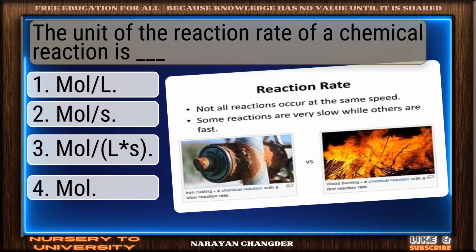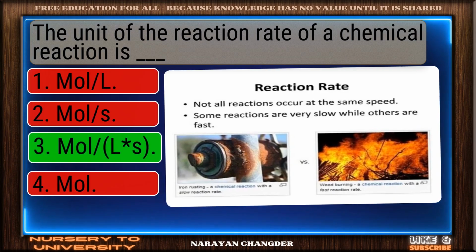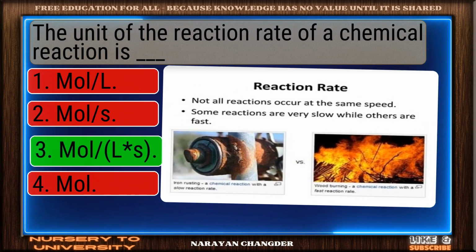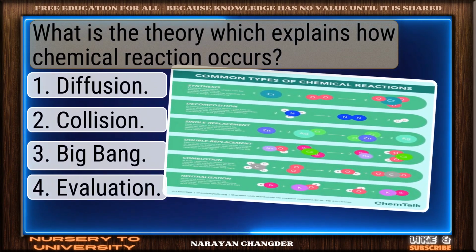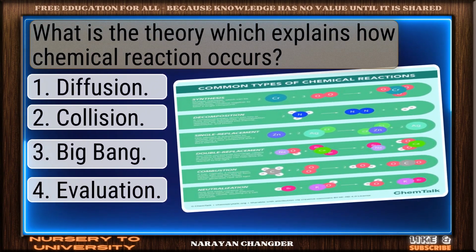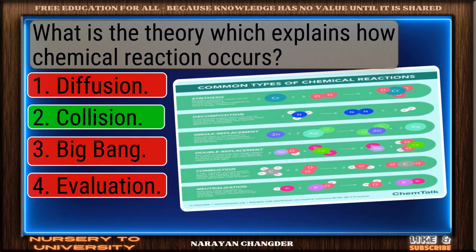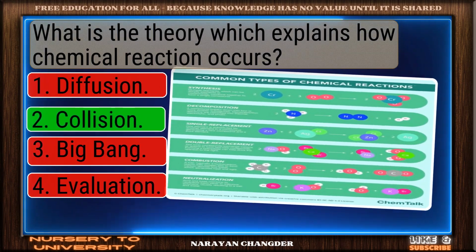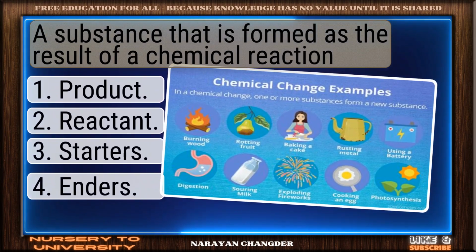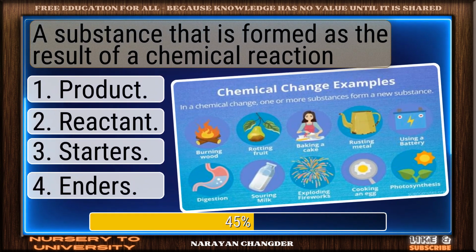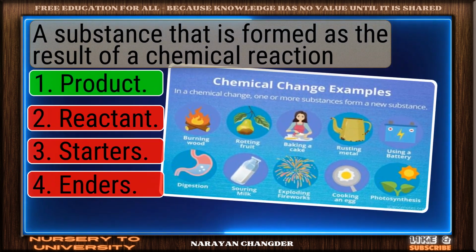The unit of the reaction rate of a chemical reaction is dash. You're right. Mol per liter per second is the correct answer. What is the theory which explains how chemical reaction occurs? Excellent choice. Collision is the right answer. A substance that is formed as the result of a chemical reaction. Nice work. You chose product and it is correct.